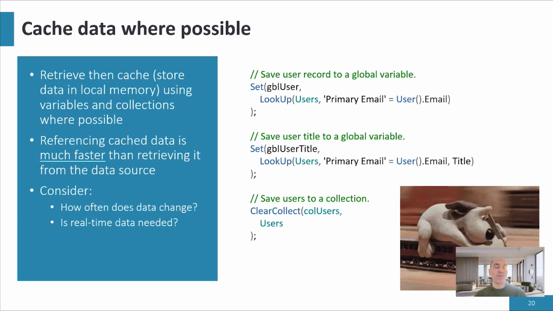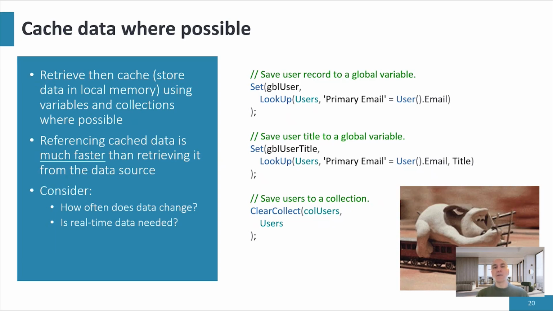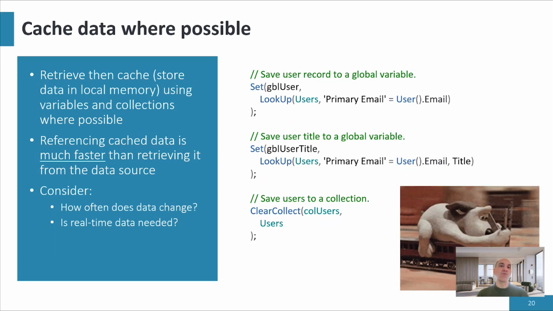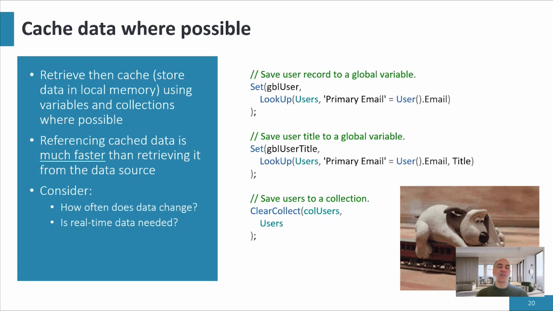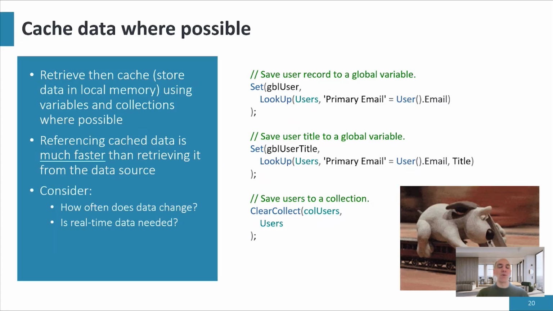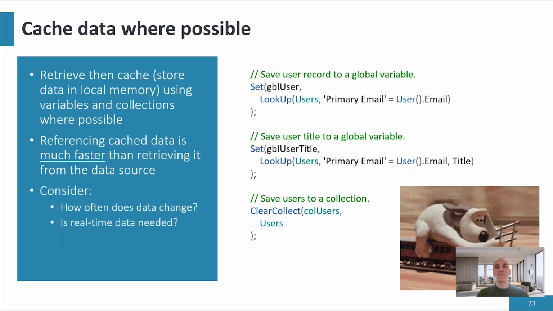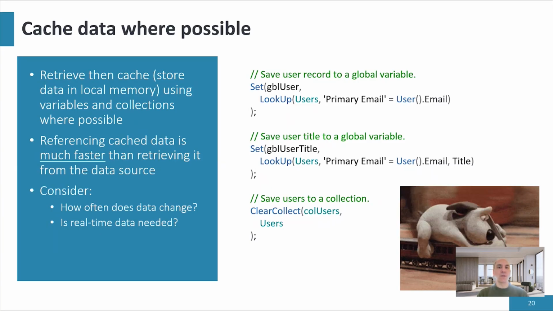We might need a manual refresh button. Or if you need real-time data, to say, I need the latest sales figures to have that latest information to make a decision, maybe you've got no option but to go over the network and grab that latest data. So it really depends on the solution that you're building.